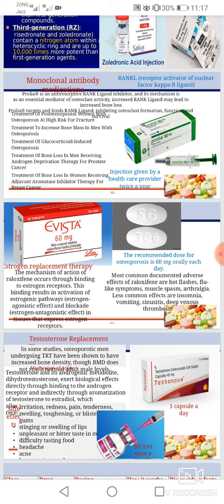Osteoporosis at high risk for fracture, treatment to increase bone mass in men with osteoporosis. So Prolia is basically used for the treatment to increase bone mass in men with osteoporosis, treatment of glucocorticoid induced osteoporosis, treatment of bone loss in men receiving androgen deprivation therapy for prostate cancer, and it is also used for the treatment of bone loss in women receiving adjuvant aromatase inhibitor therapy for breast cancer. So Prolia is an injection which is given by a healthcare provider twice a year.